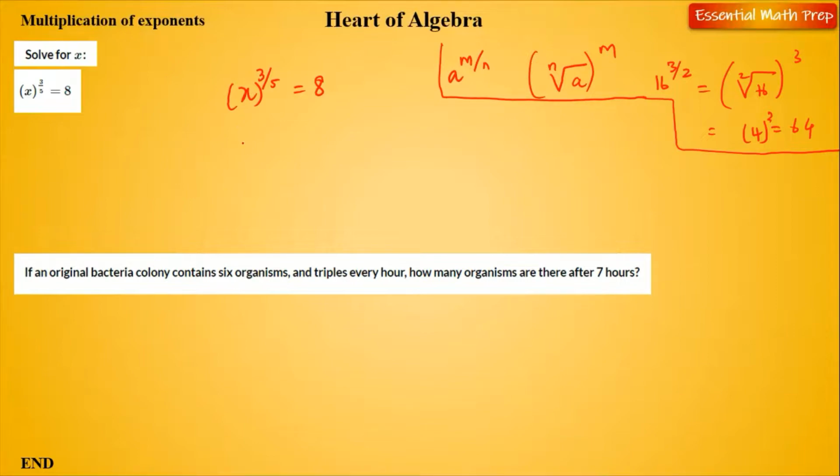So we can write this, which means it's the fifth root of x raised to the power cube equals 8, which can be written as 2 cubed, right? That's what will give you 8. So what it's asking is, what should you substitute for x so that you get 2 as a net result that can be cubed?